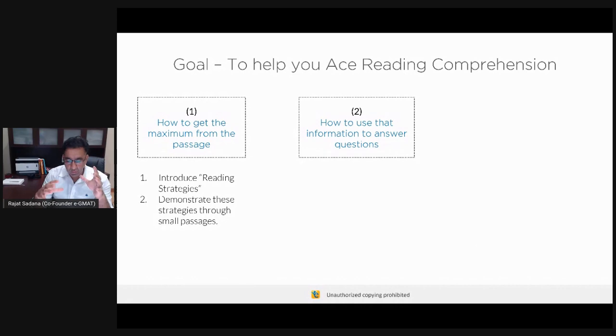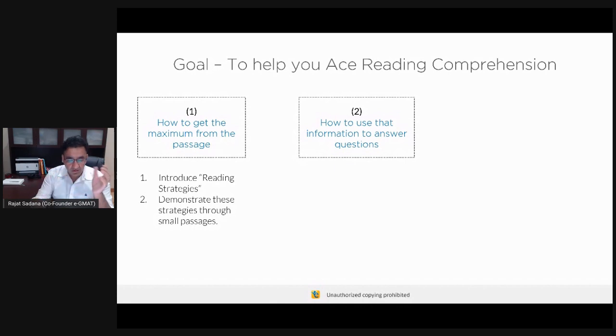Then we will use the information that we extract from the passage to answer questions. The questions that we're going to put in are going to be interesting. They would be difficult, but they won't be difficult because they're testing a nuance or something that's not very common. They'll be difficult because they're testing the crux of what GMAT RC is all about.